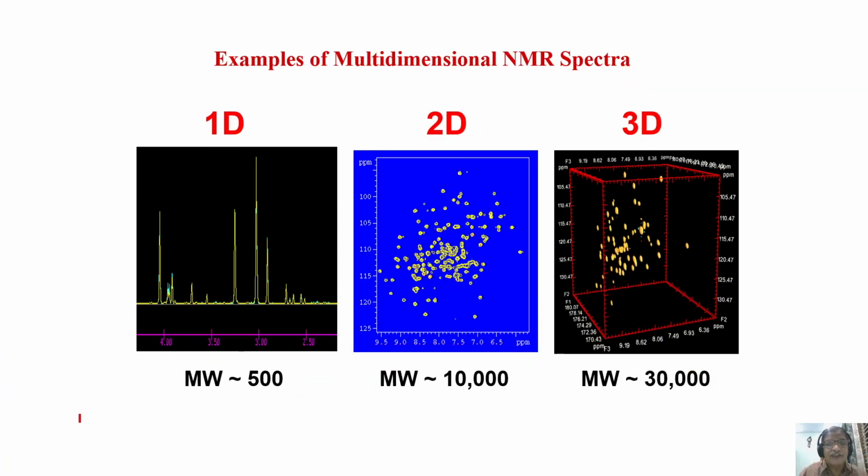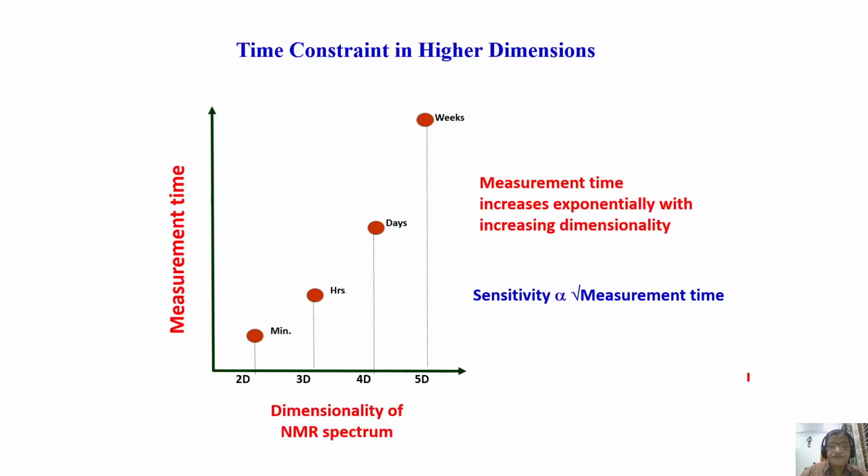The dimensionality of the spectrum: the way you represent the contour plot is like this. 1D is simple. It is a peak height, frequency, and the peak here. 2D onwards, everything will be in contour fashion. And molecular size also defines the type of experiment you want, 2D or 3D. Now, what is the time constraint? There is a time constraint. You cannot just start doing the higher dimension experiment.